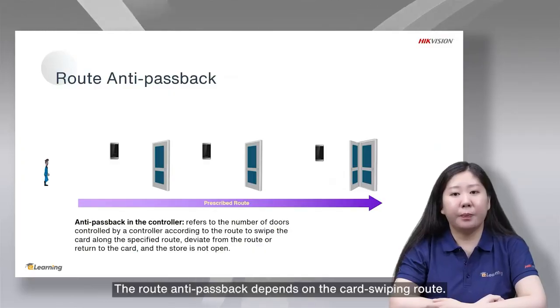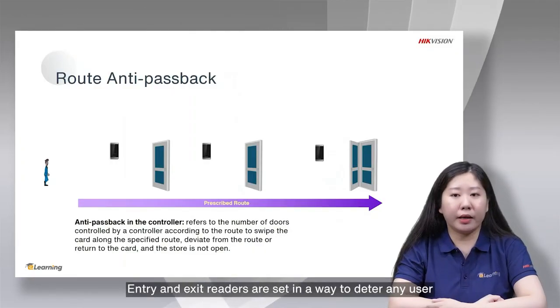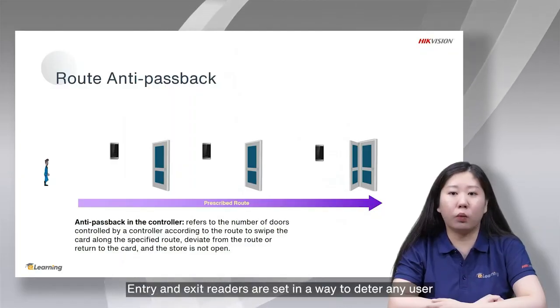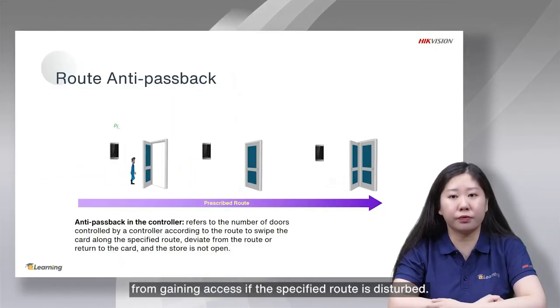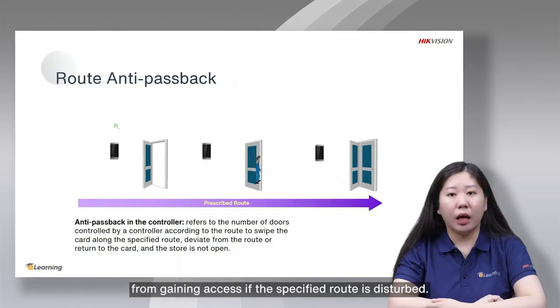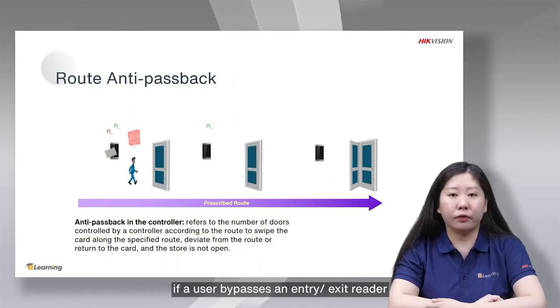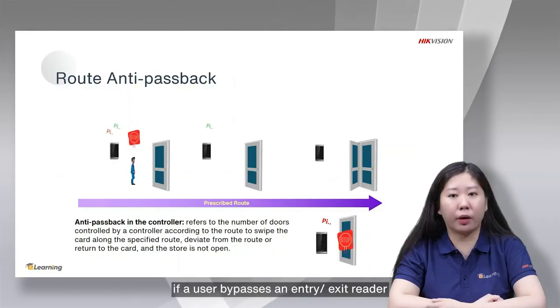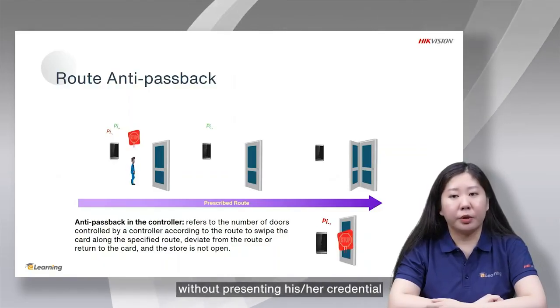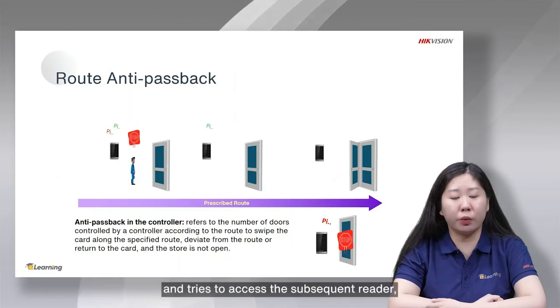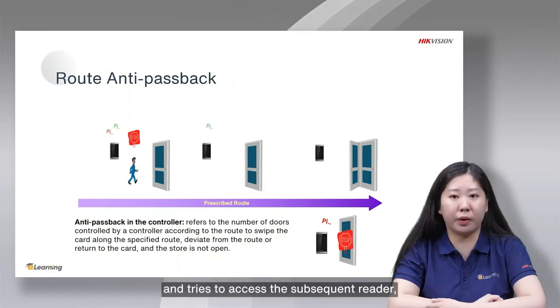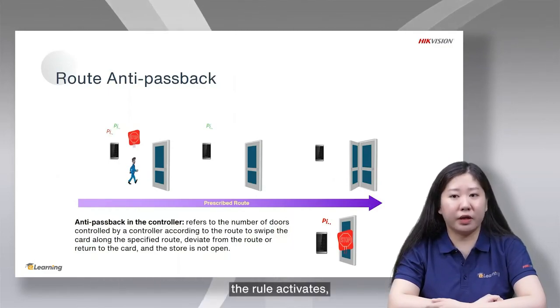The route anti-passback depends on the card swiping route. Entry and exit readers are set up to deter users from gaining access if the specific route is disturbed. For example, if a user bypasses an entry or exit reader without presenting his or her credential and tries to access the subsequent reader, the route rule activates.